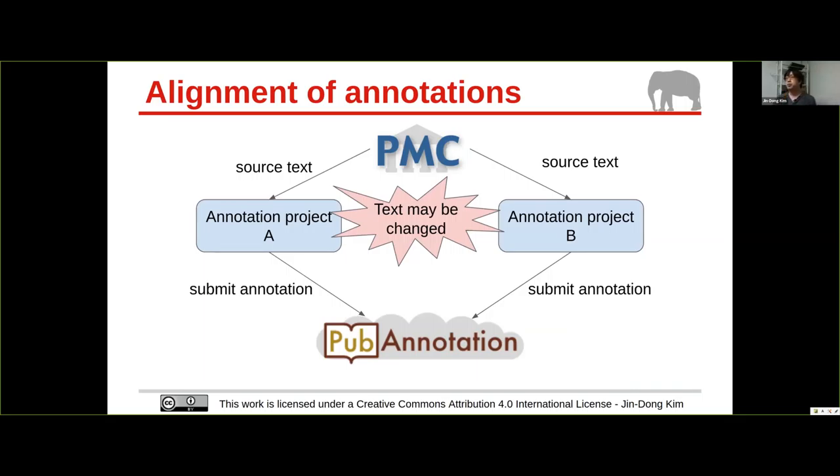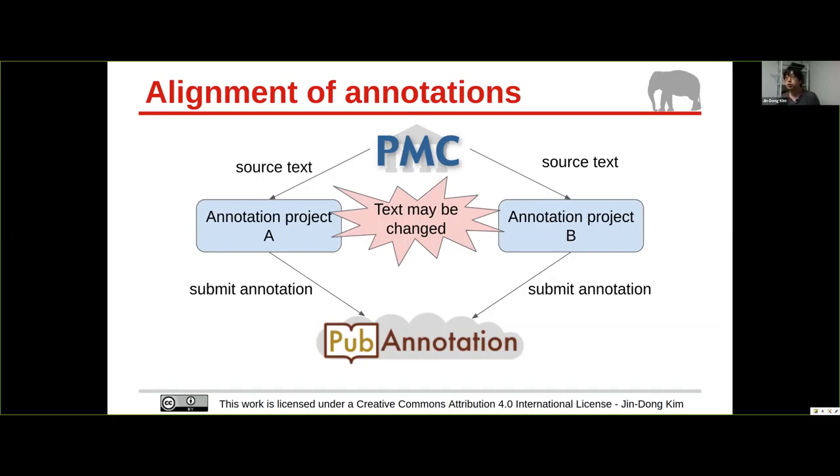But during the annotation process, or during the pre-processing process, or post-processing process, or during sourcing the texts from PubMed or PMC, there is a very high chance that the texts are slightly changed. There are many reasons for those changes. For example, if it is a full text article, the text does not have a fully linear structure. For example, captions of tables and figures are not in a linear structure of text.